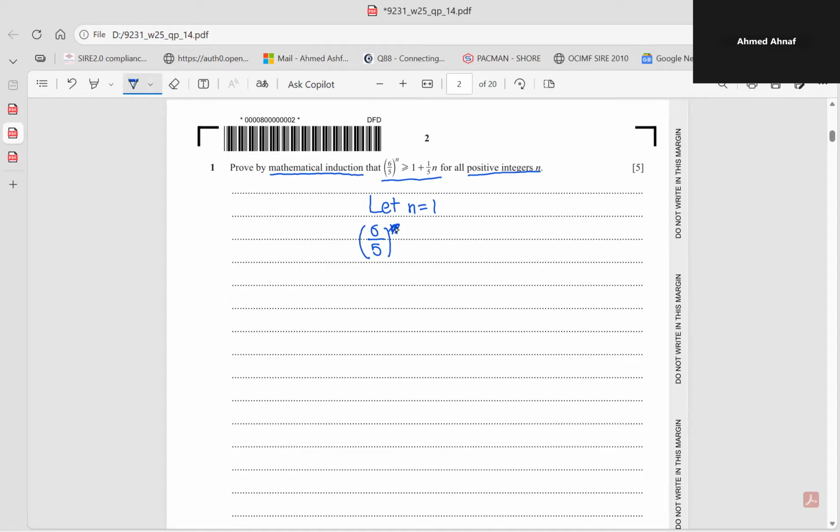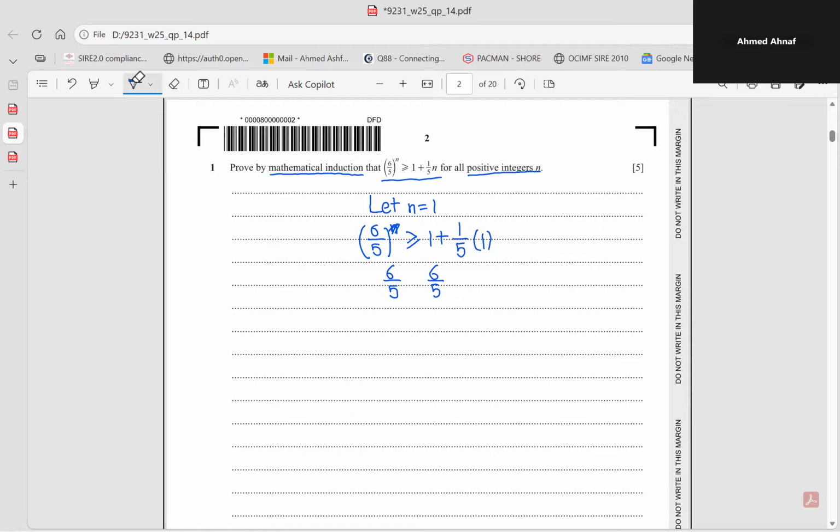Yeah, so it's just 6 over 5. And now you do the right-hand side. 1 plus 1 over 5 times 1. So if you evaluate the right-hand side, you're just going to get 6 over 5. So therefore, 6 over 5 is equals to 6 over 5. Okay, sorry, I should change the sign.